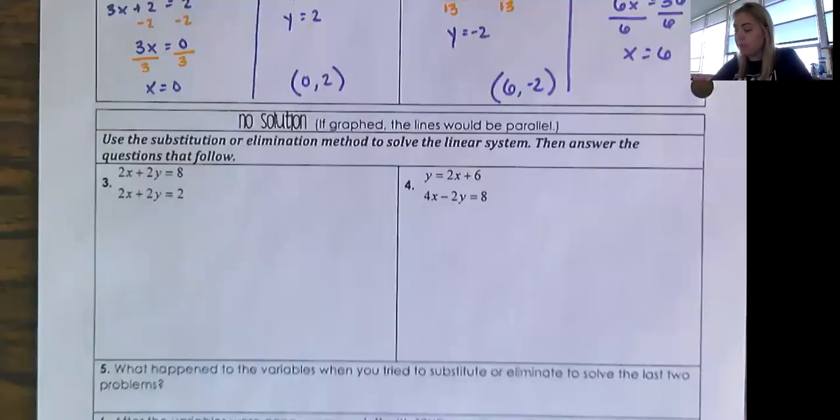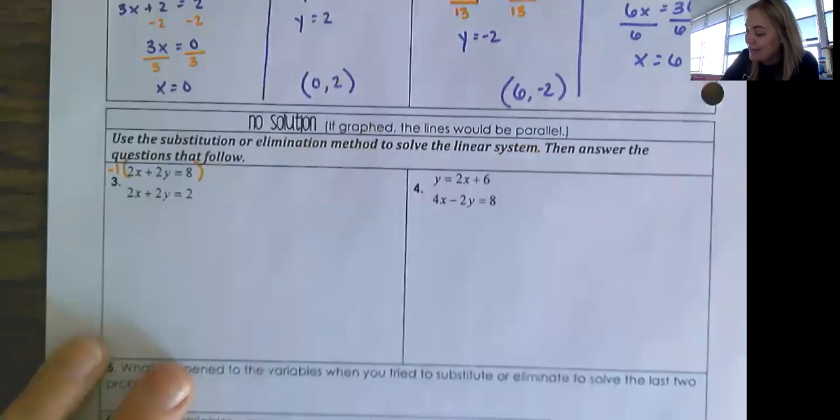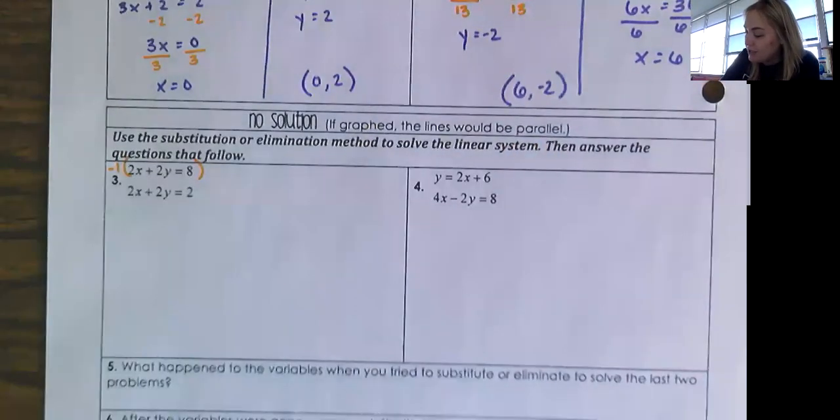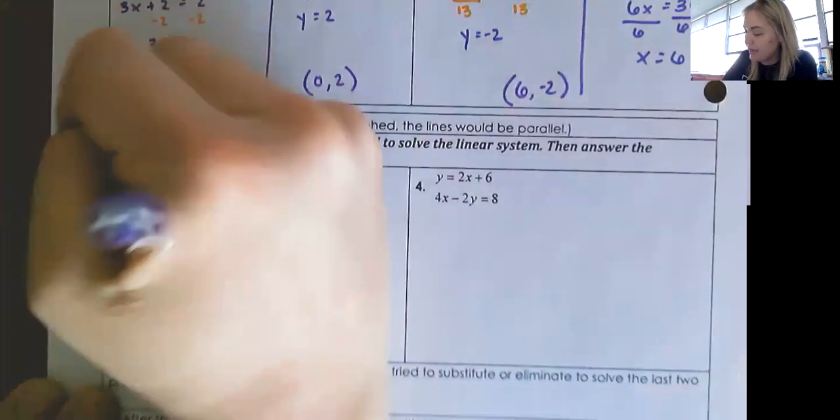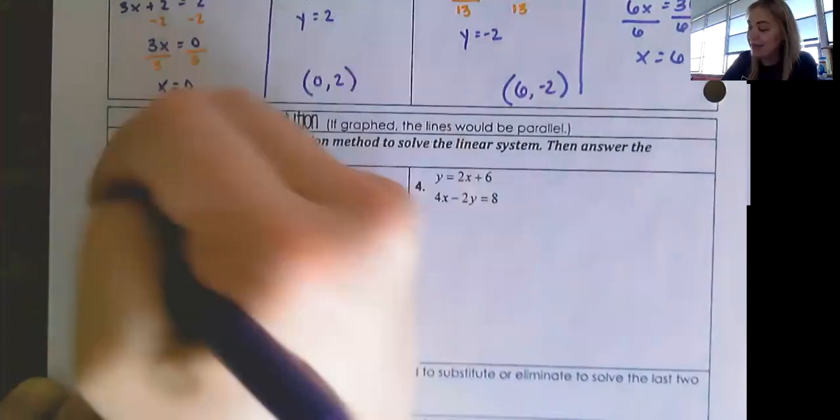All right, so let's go over problems 3 and 4. I'm gonna do number 3. That looks really simple to solve with elimination because my 2x and my 2x can be opposites simply by multiplying a -1 on the top equation. When I do that, I get -2x minus 2y equals -8. Then I can start combining the x's, the y's, and the constants.